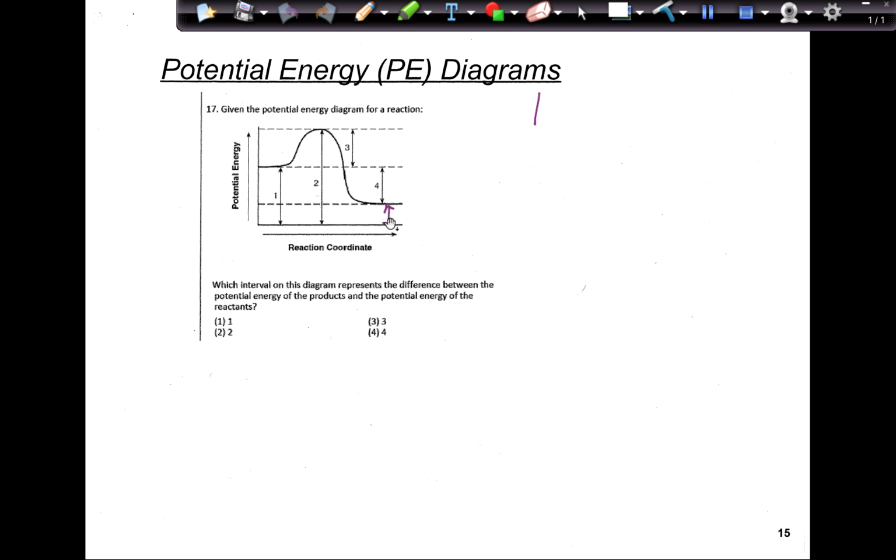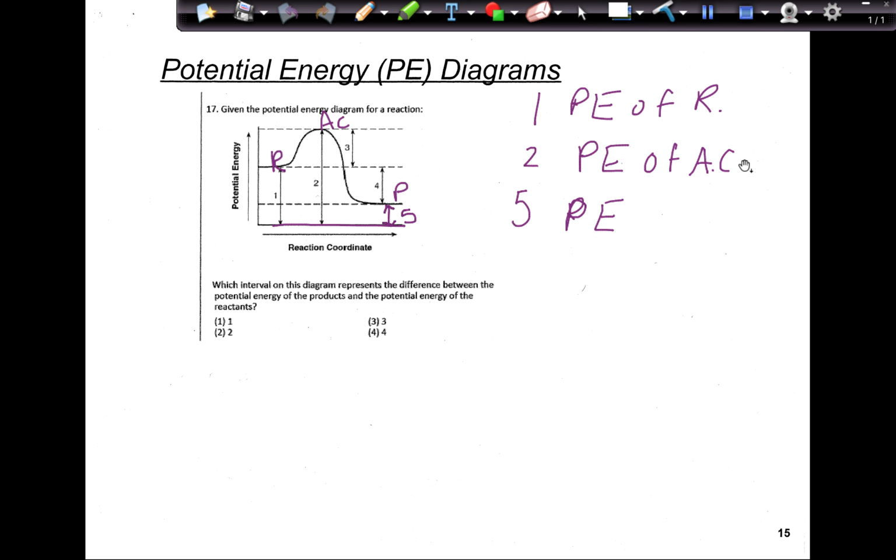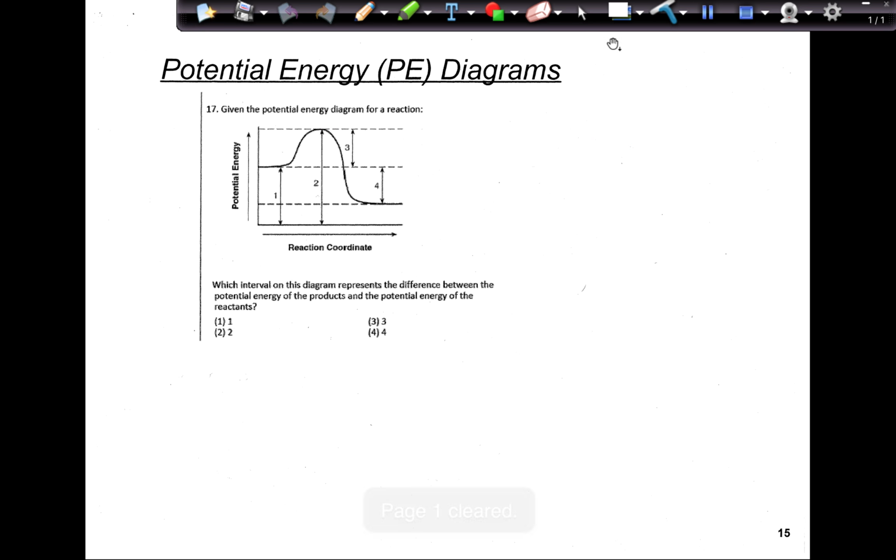1, I'm going to make a 5 here. 1, 2, and 5 all measure potential energies because they all go to the axis. These are my reactants. This is my activated complex, and these are my products. So number 1 is the potential energy of the reactants. 2 is the potential energy of the activated complex, and 3 is the potential energy of the products, because that's the lines that they're going up to.